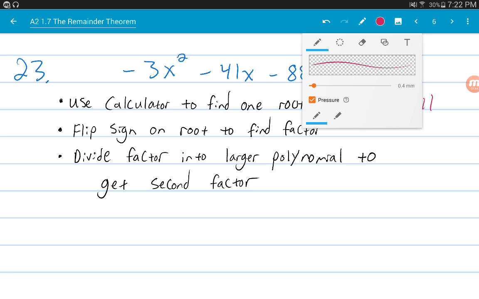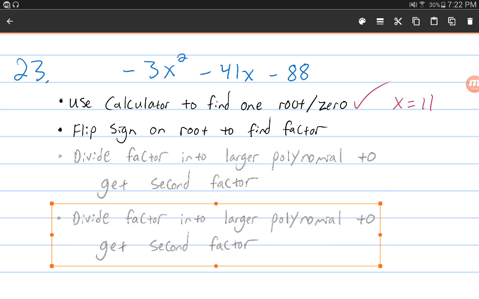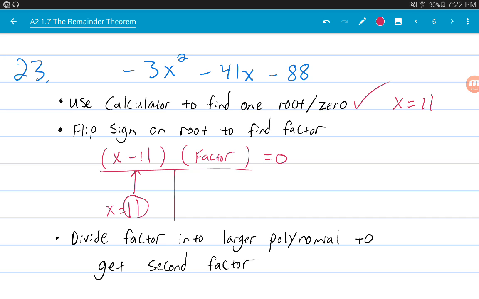Now let's flip the sign on the root to find a factor. So by flipping the sign on the root, I mean that if I had a t-chart with my factors up top, all set equal to 0, I would flip the sign on whatever it was for the root. So if x equals negative 11 is down here, that means that I had x plus 11 up here. Positive 11, negative 11.